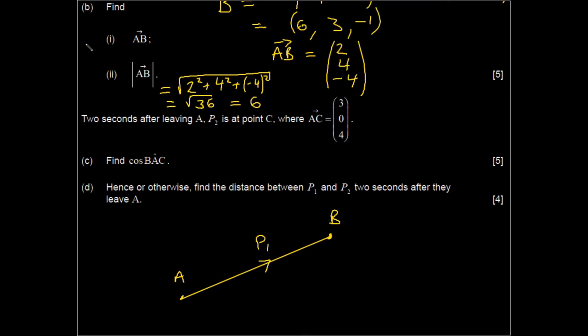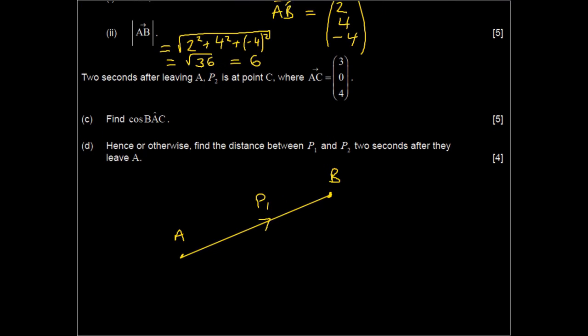Then we've got another particle. It says 2 seconds after leaving A, P2 is at point C. So we've got a second point also leaving A, coming down here, which is point C, and P2 is going along this way. So we're going A to B, B to C like this, and it needs us to find this angle here.